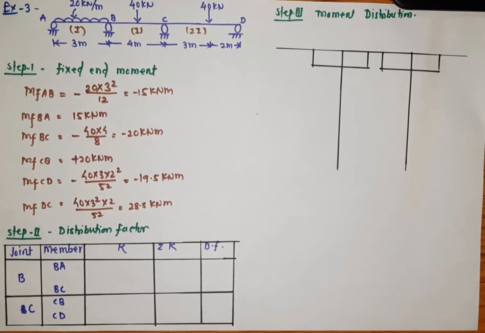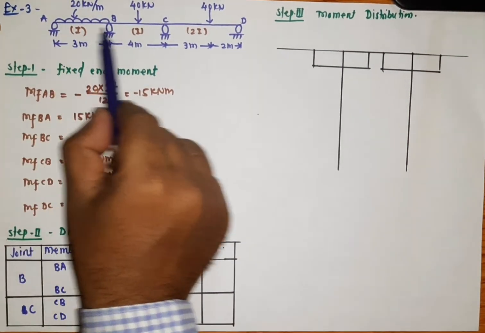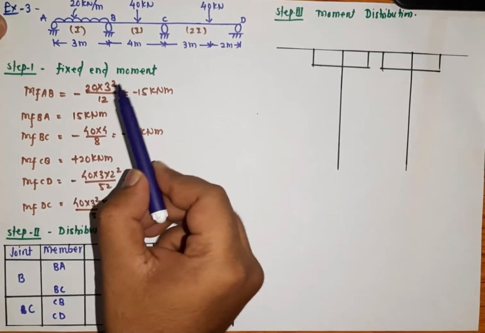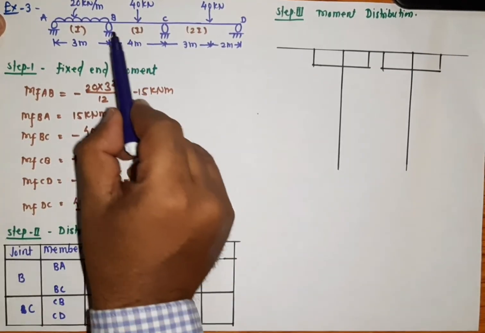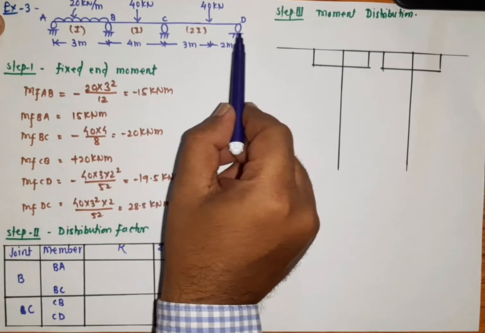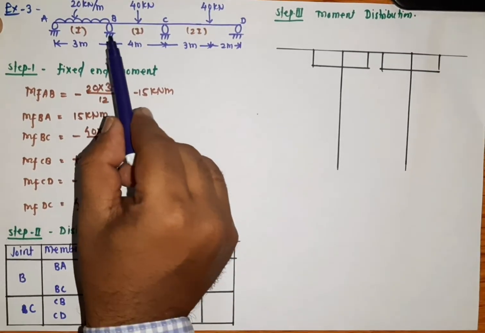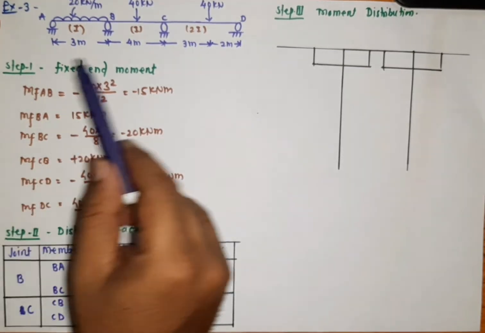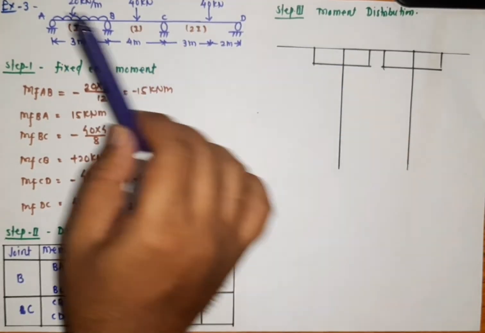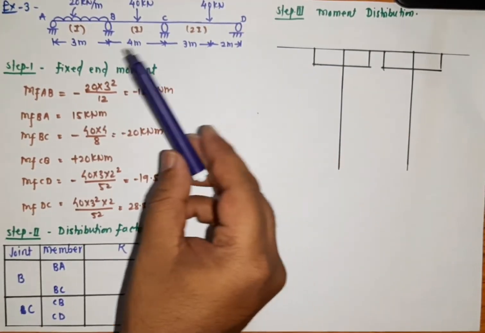When you consider this beam, all supports are roller, but there are two intermediate supports. Those are B and C. End supports are A and D. But as per our rule, intermediate supports are considered as fixed ones. So end supports will be as they are. If it is simply supported, it will be simply supported.